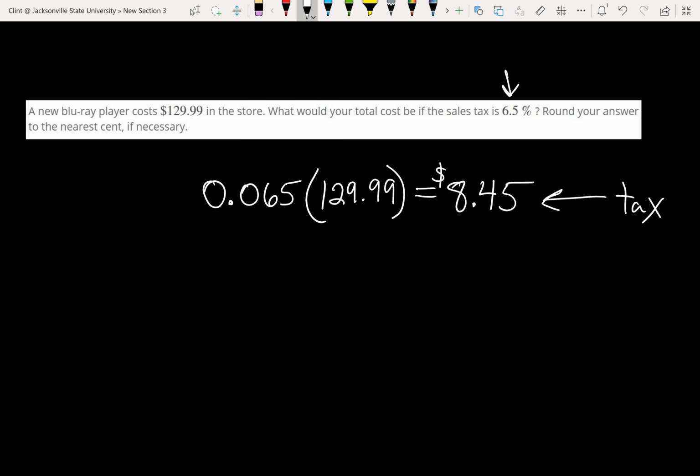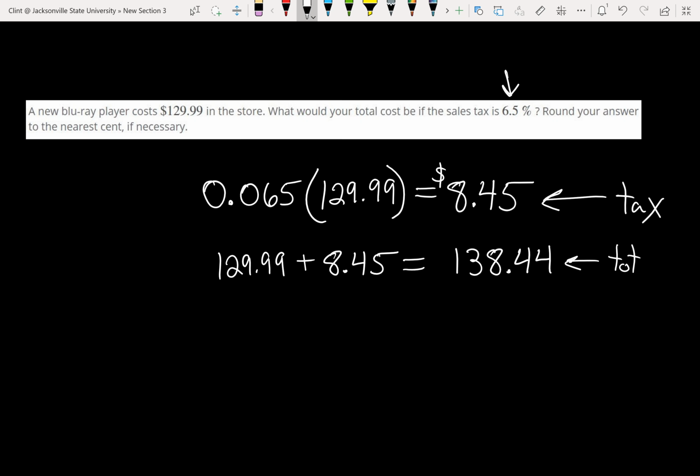So then we would have to do 129.99 plus $8.45. Okay, so 129.99 plus 8.45, and we get $138.44. That's our total. Okay, so this would be our answer here.